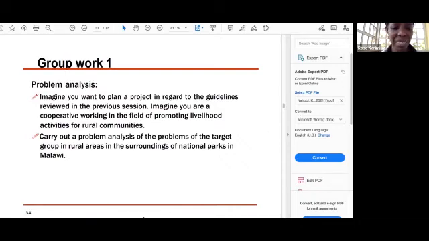So Geoffrey is going to assign us to groups. And then once you go to your group, go to Jamboard and try and carry out a problem analysis for that particular case. So we do it for how many minutes? We can do it for 10 to allow enough discussion.